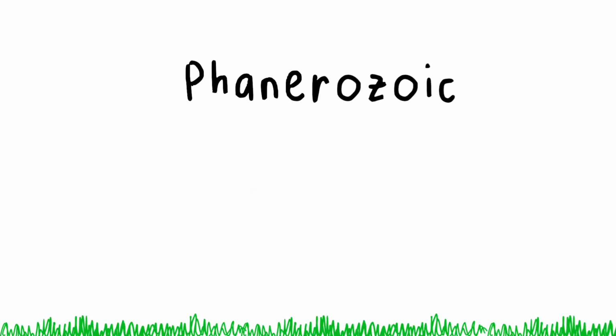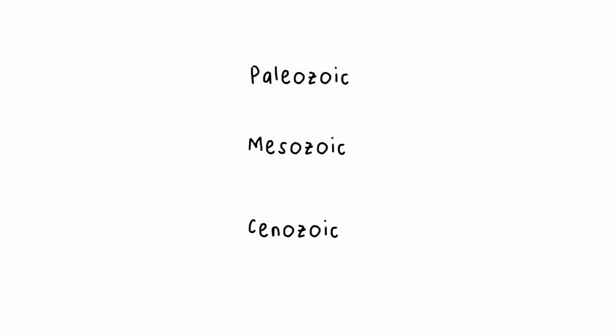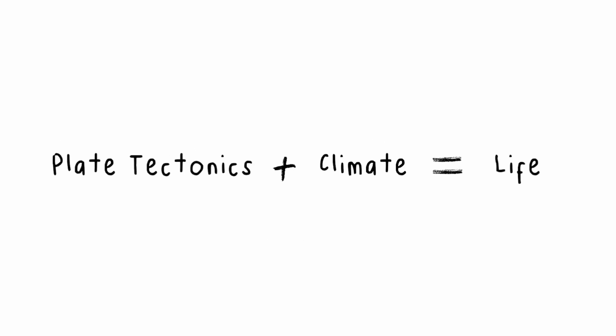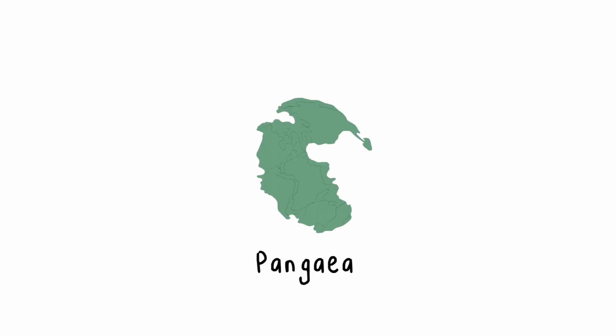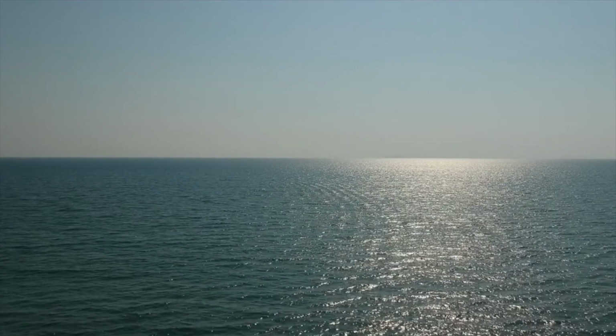We are currently living in the Phanerozoic Eon, which began 541 million years ago and is divided into three eras: Paleozoic, Mesozoic, and Cenozoic. During this time, plate tectonics and a stable climate allowed for complex life to evolve. The supercontinent Pangaea formed and eventually broke apart, forming the Atlantic Ocean.